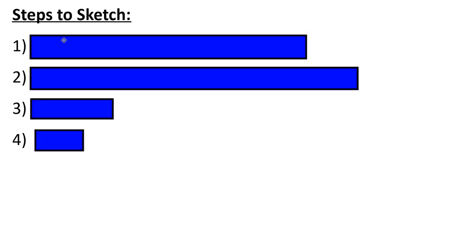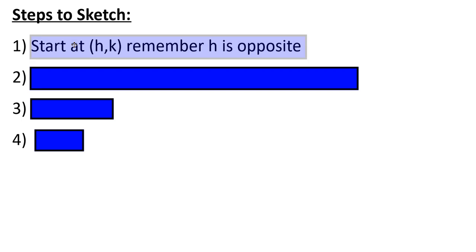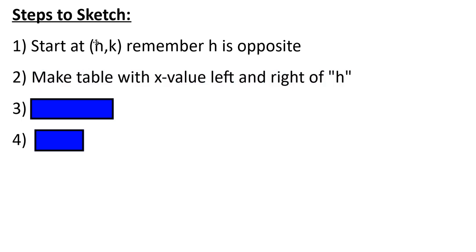Steps to sketch a cube root function. First, start with the vertex. Just like yesterday, we're going to find that vertex first: opposite of h, same as k. Should be able to pull that off quickly. Then we're going to make a table with that vertex, but this time we're going to put the vertex in the middle. I'll show you what I mean. It's not going to start the table off. It's going to be put in the middle.